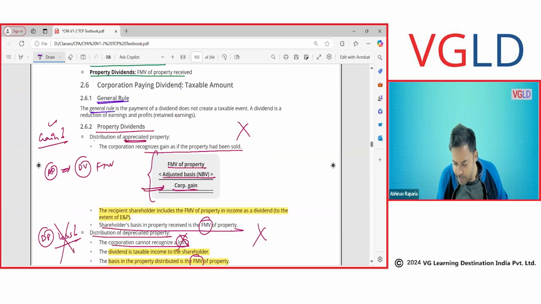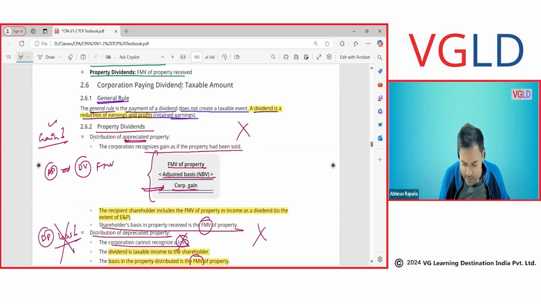General rule is payment of the dividend does not create a taxable event. Whenever a company is paying it, it is not going to create a taxable event for the company. A dividend is a reduction of the earnings and profit. So they have given just the one liner here. That's why we are discussing this.